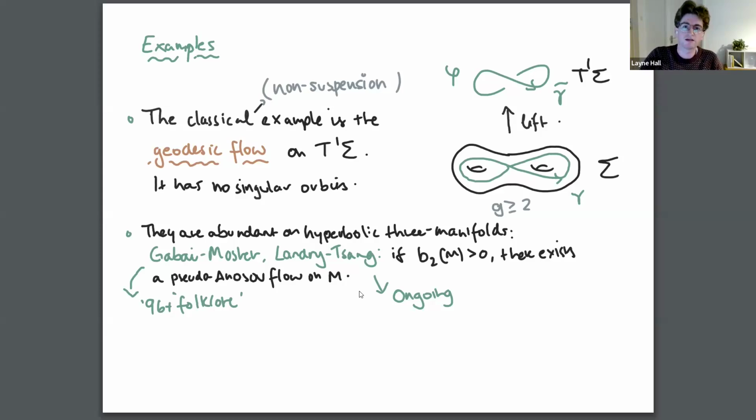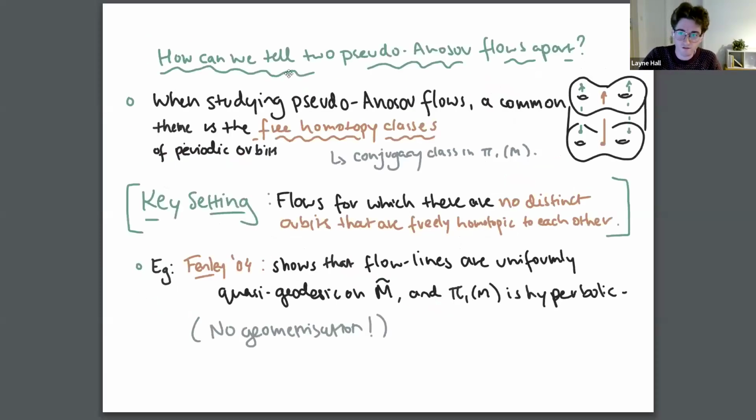Okay, and so then we come to the main question, which is the old question we had: how can we tell pseudo-Anosov flows apart? We asked this for suspensions. Let's ask this for pseudo-Anosov flows. And it turns out the key in a lot of these sorts of questions is to study the free homotopy classes of the periodic orbits.